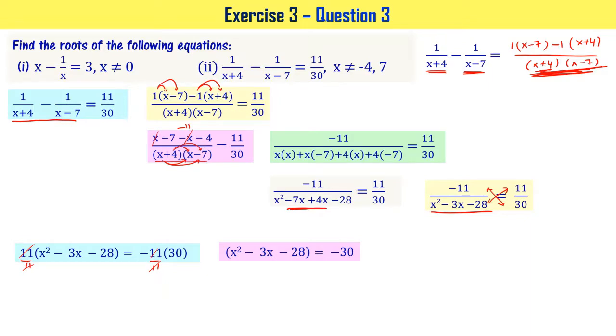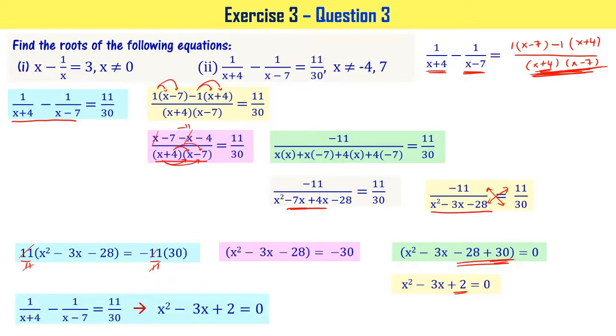Let me transpose this minus 30 to the other side so that it can be written as x square minus 3x minus 28 plus 30, that is equal to 0. You can further simplify this and write it as x square minus 3x plus 2 equal to 0. This is minus 28 plus 30 equal to plus 2, right? Now we have to solve this equation. The given equation is transformed into the quadratic equation in the form of ax square plus bx plus c equal to 0, right? We have to solve this equation now.